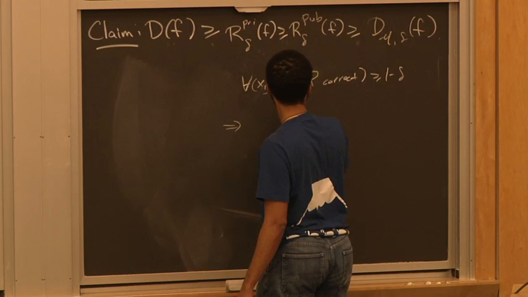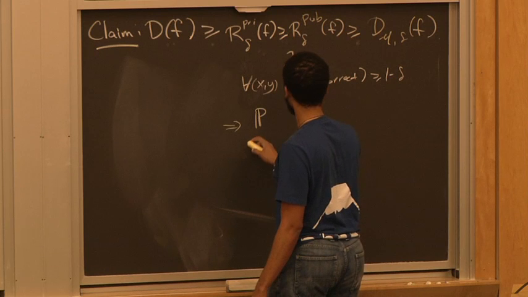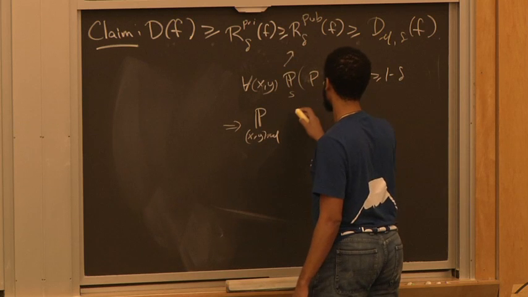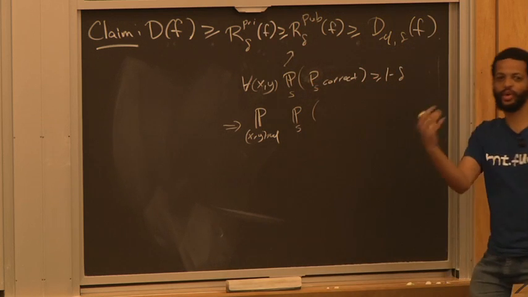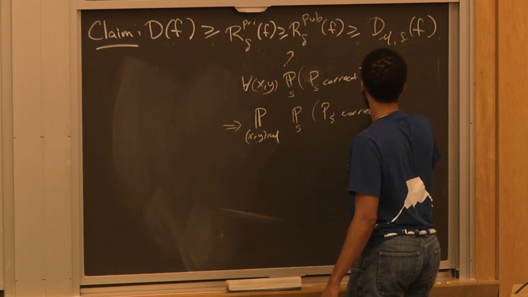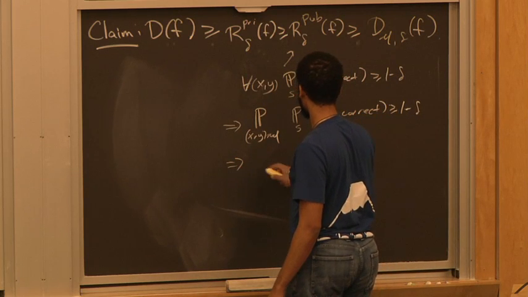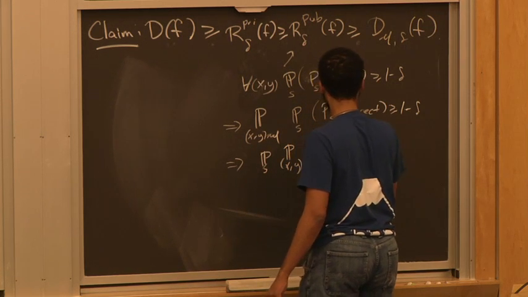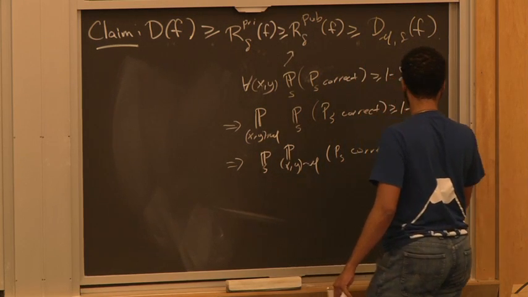But that implies that, since it's true for all xy, it's true for a random xy. So the probability over xy coming from mu, of the probability over the randomness, let me call it PS, PS is the protocol when it's fed randomness S, that PS is correct is at least 1 minus delta. And then now you just switch the order of the probabilities. So this implies that the probability over S, the probability over xy coming from mu, that PS is correct is at least 1 minus delta.